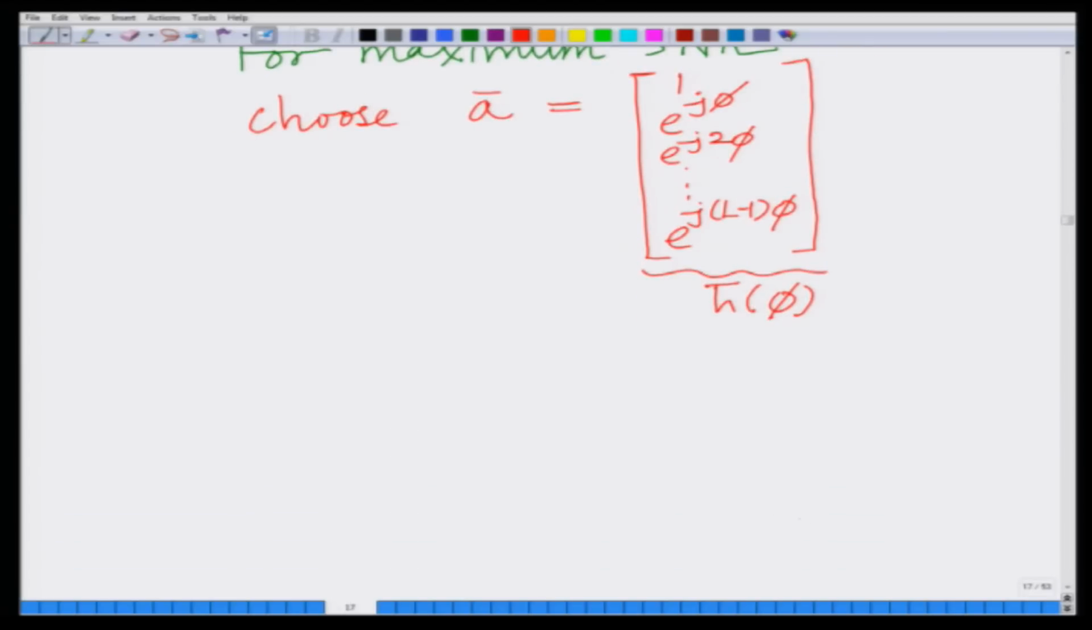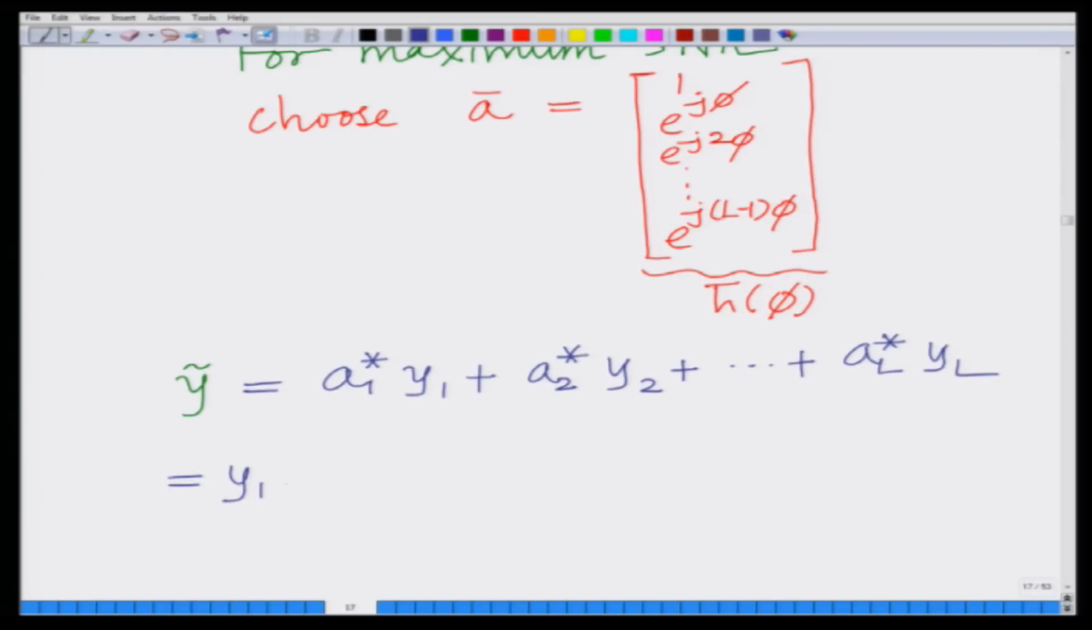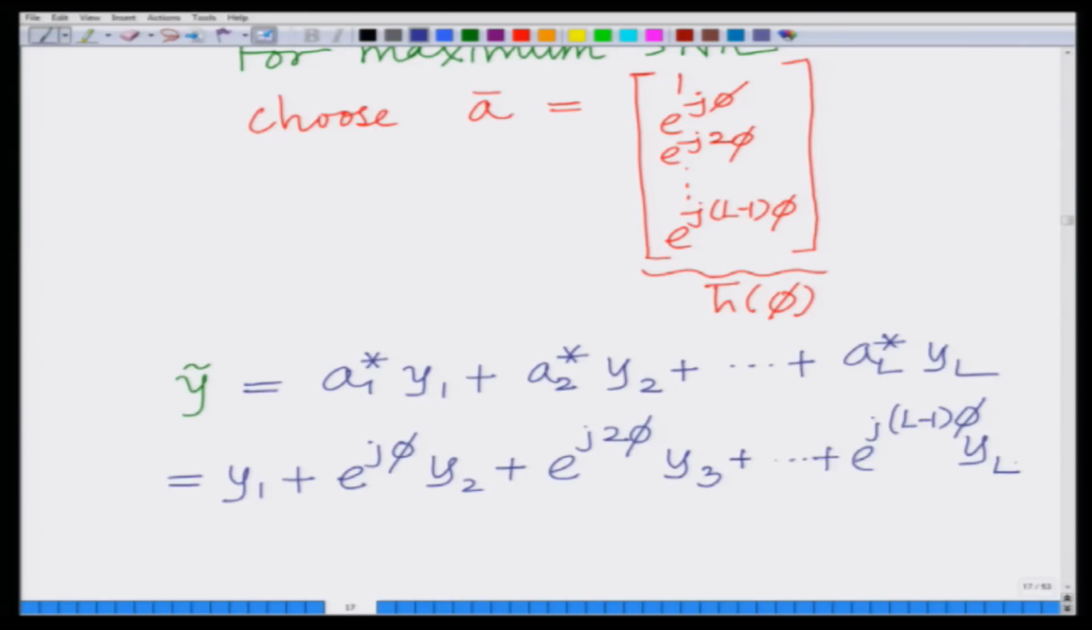Therefore, now the optimal beamformer, the optimal combining, will be given as y tilde equal to A1 conjugate times y1 plus A2 conjugate times y2 plus so on, AL conjugate times yL, which is equal to 1 times y1, which is y1, plus e to the power of j phi times y2, e to the power of j 2 phi times y3, plus e to the power of j L minus 1 phi times yL, and therefore, this is the optimal combiner.